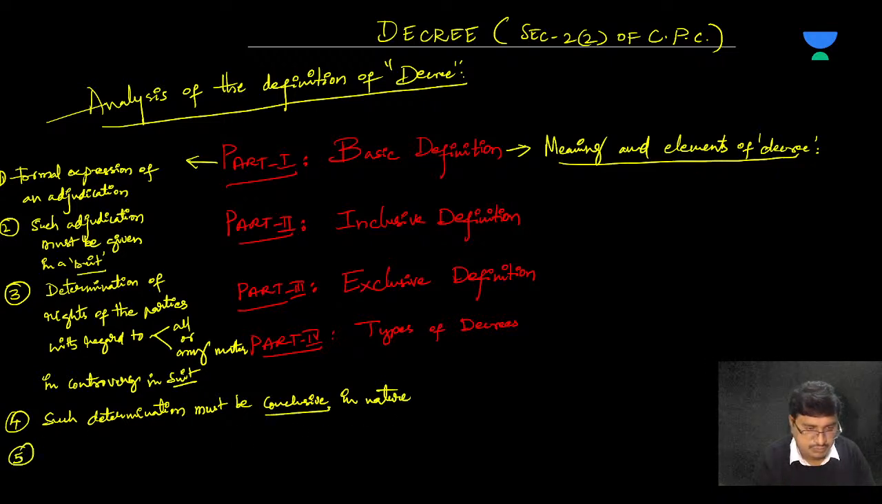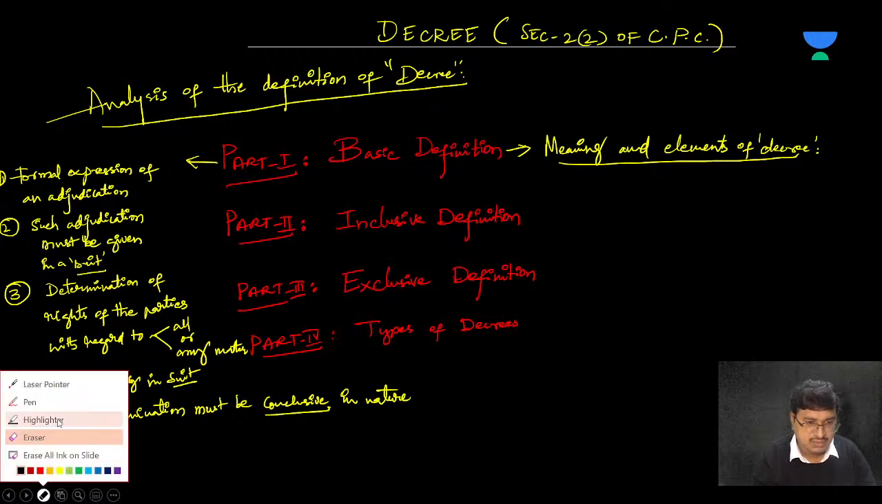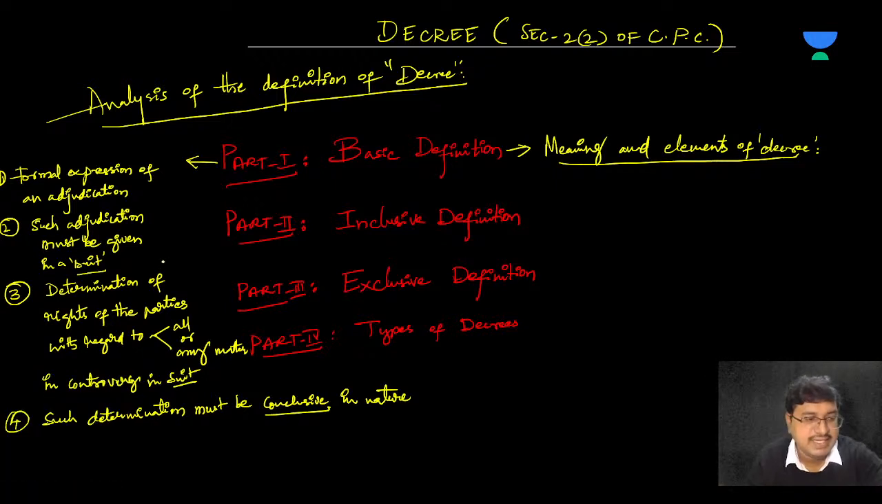Then the fifth point, a decree may be preliminary or final. This comes under the purview of types of decrees. Now let us see the formal expression of an adjudication. The formal expression of an adjudication, friends.